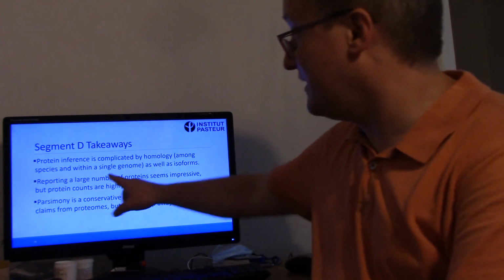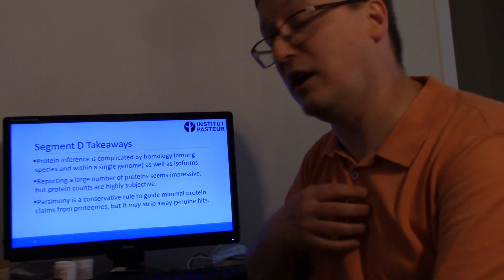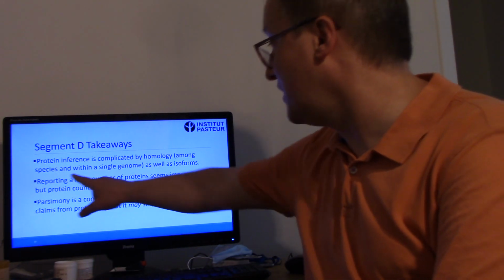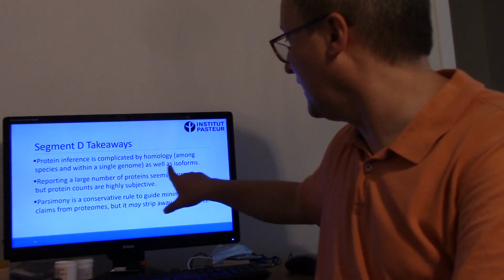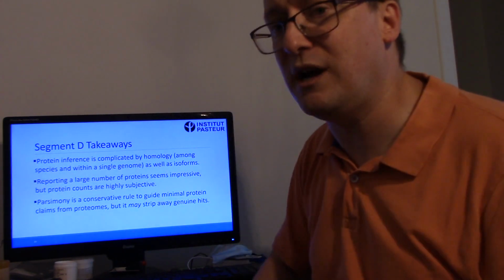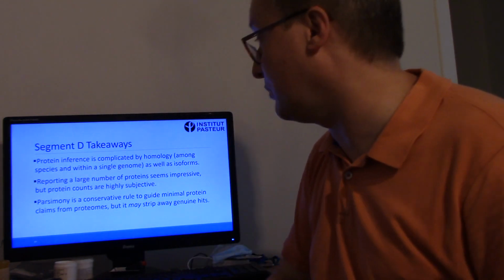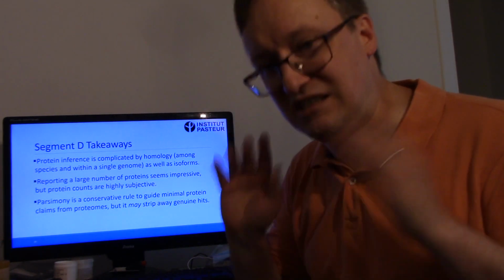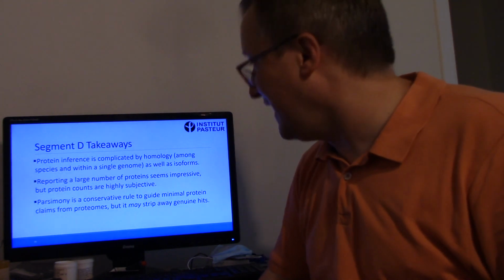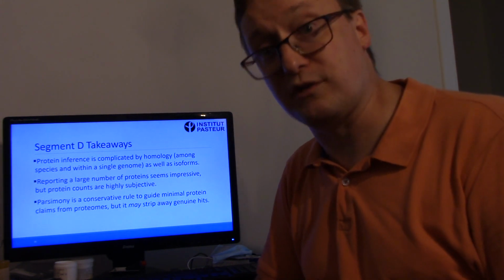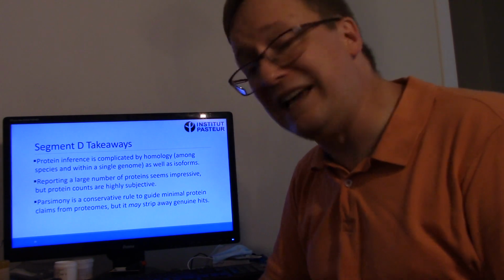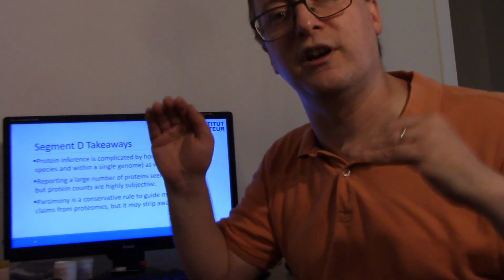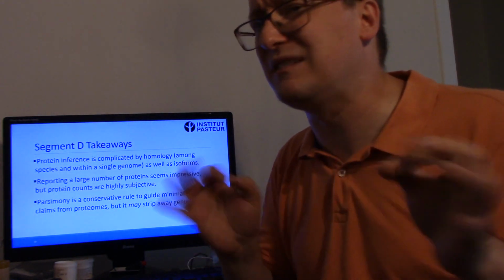So again, our takeaways are that the process of protein inference is complicated by the homology among species and within a single genome, as well as isoforms, which are, in my view, the big issue in eukaryotic proteomics. Reporting a large number of proteins can seem impressive, but the reality is that the protein counts that we produce from bottom-up proteomes are highly subjective. The software could have a very different number of proteins claimed by very small changes.